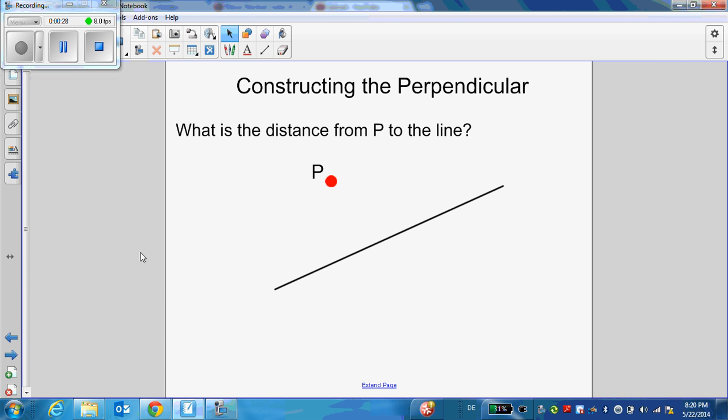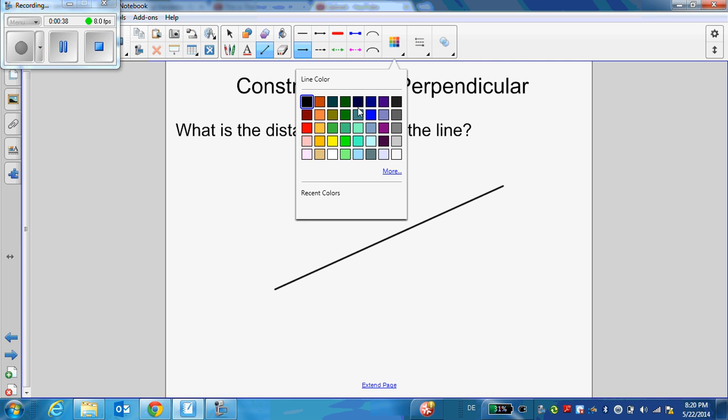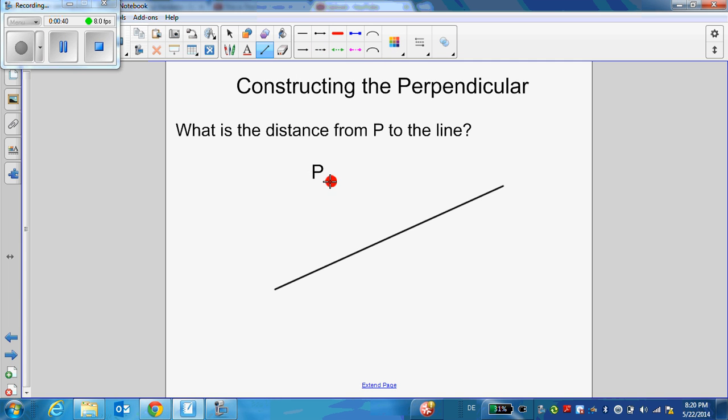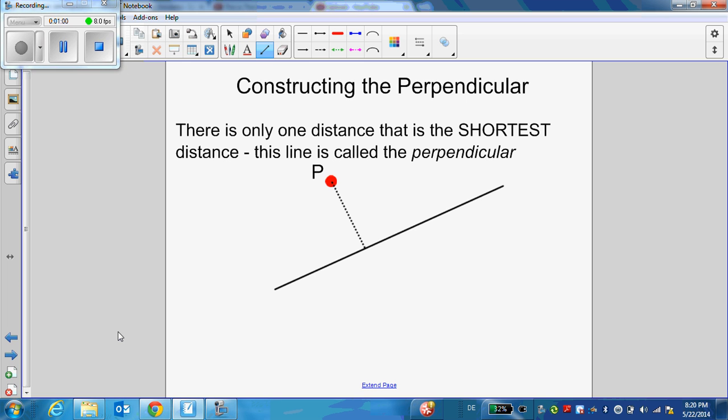Okay, so we're going to talk about constructing the perpendicular. What is the distance from P to the line? Well, there are a ton of distances. Let's get a pretty color and let's go. Here's a distance. Here's a distance. Here's one. There's one. And you can see that it would go on forever. What is the shortest distance? The shortest distance is called the perpendicular.